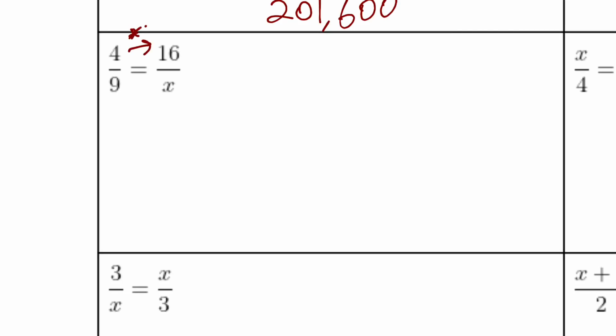Across the top, I did times 4. Across the bottom, I did times 4. That's 36, to keep those ratios equal.